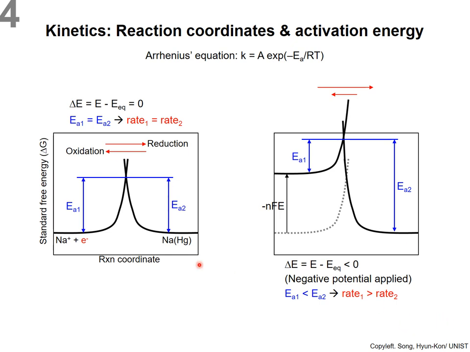Then, at this time, I'd like to apply some negative potential. It means the reactant curve containing electrons is moving upward to this solid line. Then right now, the activation energy of the backward reaction or oxidation is larger than the activation energy for the forward reaction or reduction. So the overall reaction goes from the left to the right. It means reduction is favored. Also, it is of course expected because we have applied the negative potential to the system, and then of course reduction happens.